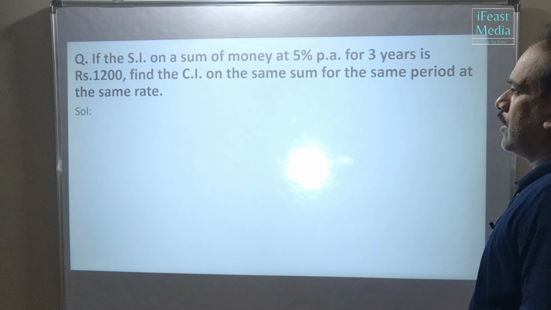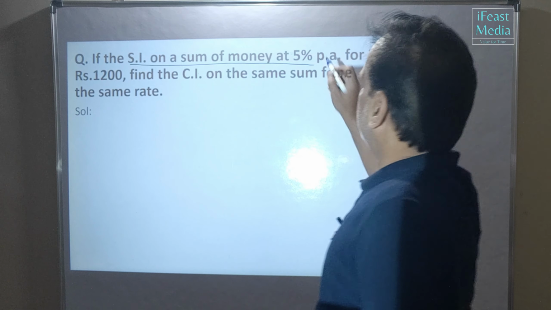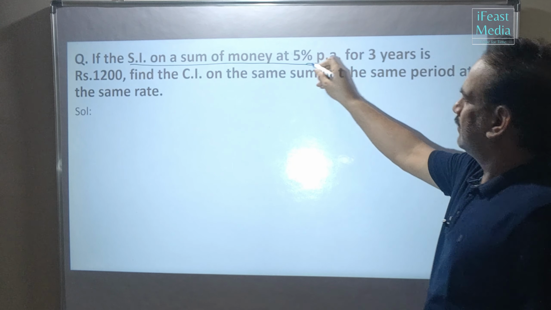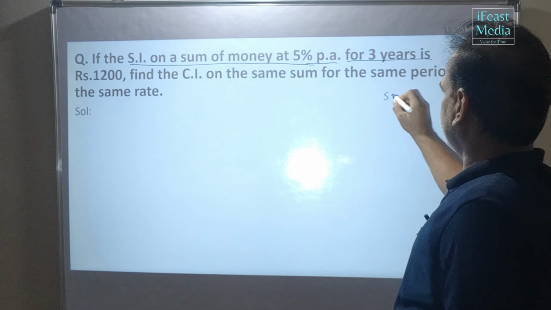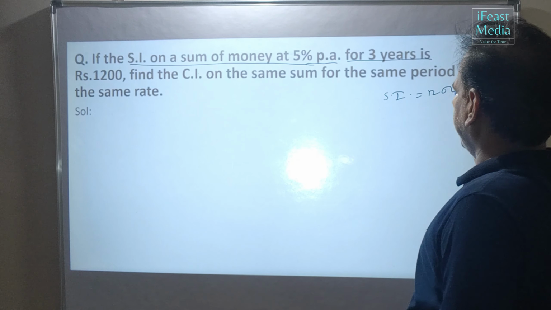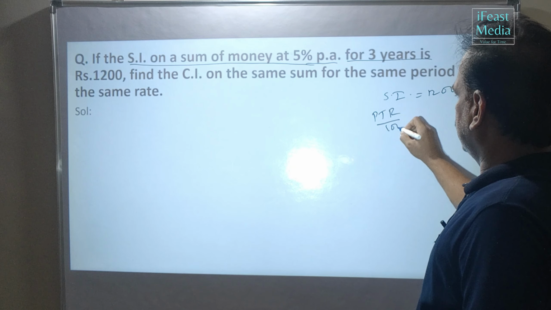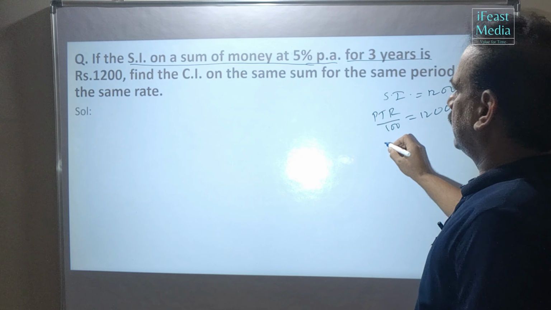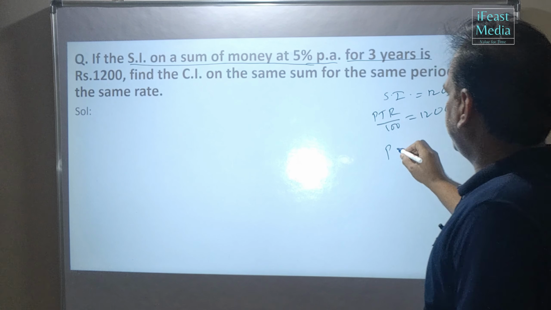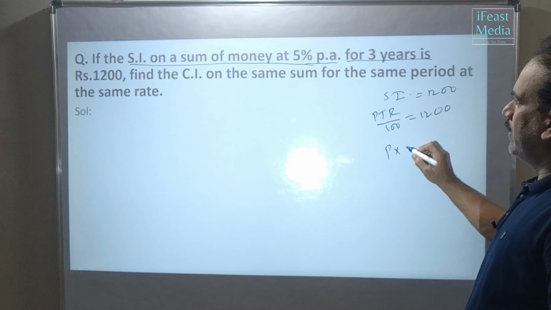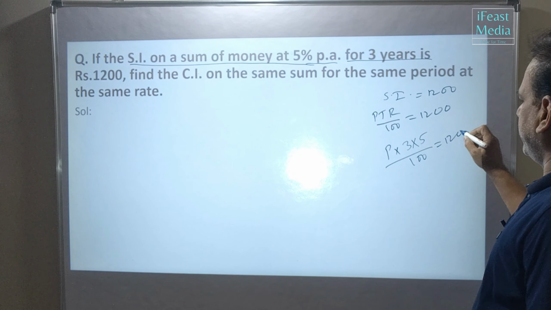Okay. So coming to this problem, if the simple interest on a sum of money at 5% per annum for 3 years is 1200. First of all, we are given simple interest as 1200. And how do you calculate simple interest? It is PTR by 100 is 1200. What is P? The sum of money, which is unknown. So P into T, time is 3 years, rate of interest is 5%, which is equal to 1200.